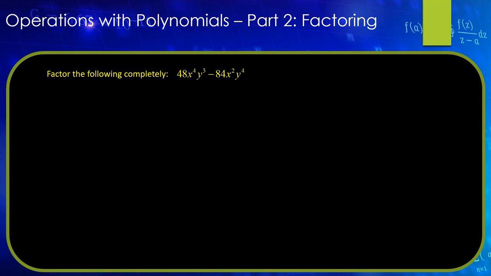The biggest number that factors out of 48 and 84 is 12. I can factor out an x squared, because that's the lowest power I have over here, and be left with some. And I can factor a y cubed out of both of them. So the greatest common factor here is 12x squared y cubed. And so now I'm going to factor that out.